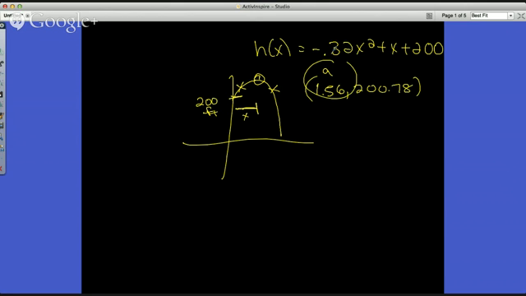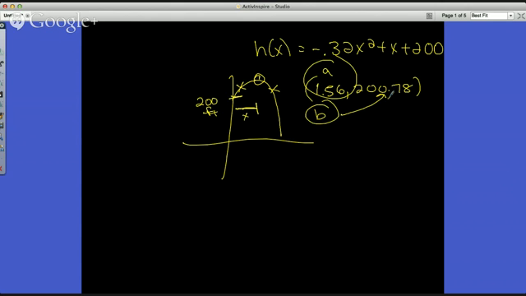So for A, my answer is 1.56, because we're looking for how far it was from the base of the cliff. Now, B asks: what is the maximum height of the projectile? Well, we just saw that for the maximum, our height is related to our y. Therefore, our B would be 200.78.